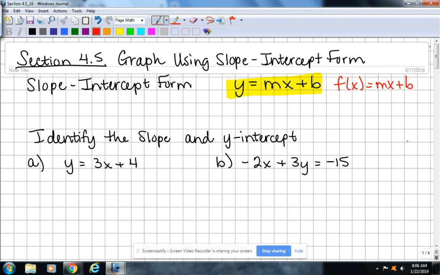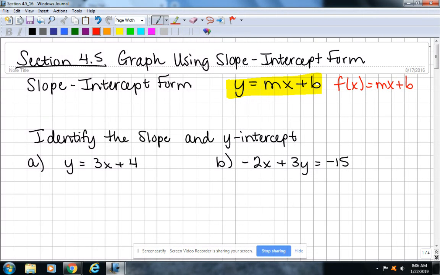If you see it like that, f of x equals mx plus b, then that's just function notation. So it's linear. This one we call a linear equation. If it's in function notation, we call it a linear function. But f of x just means y. It means the output.